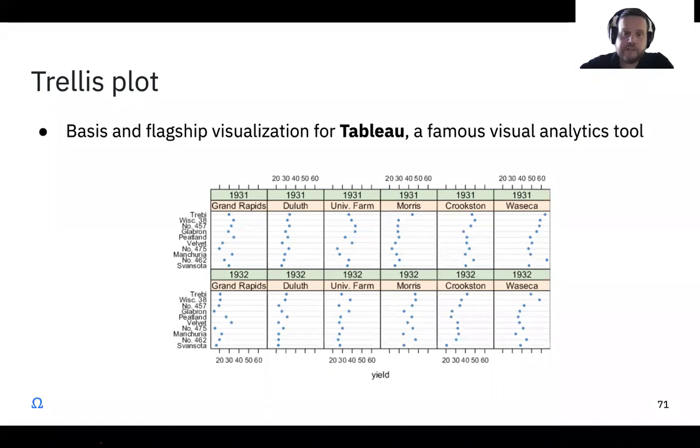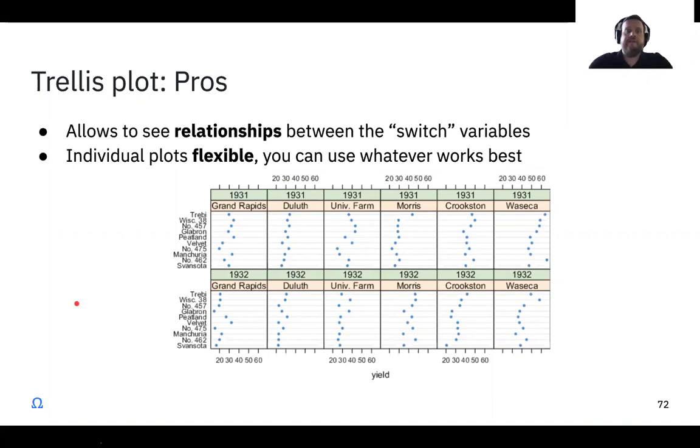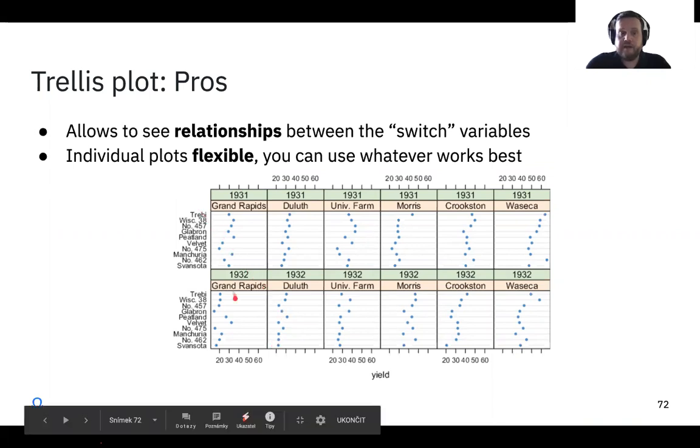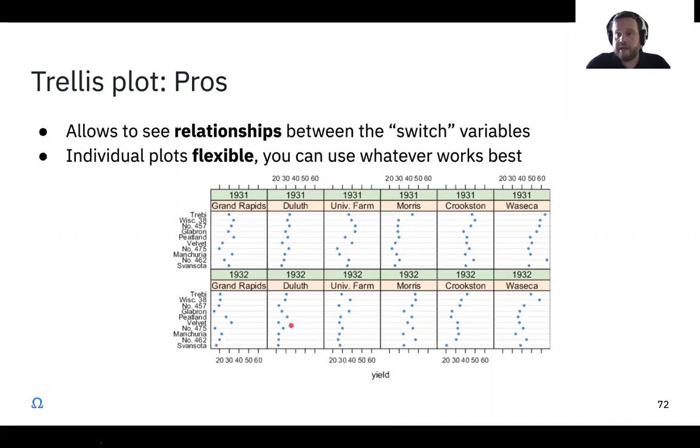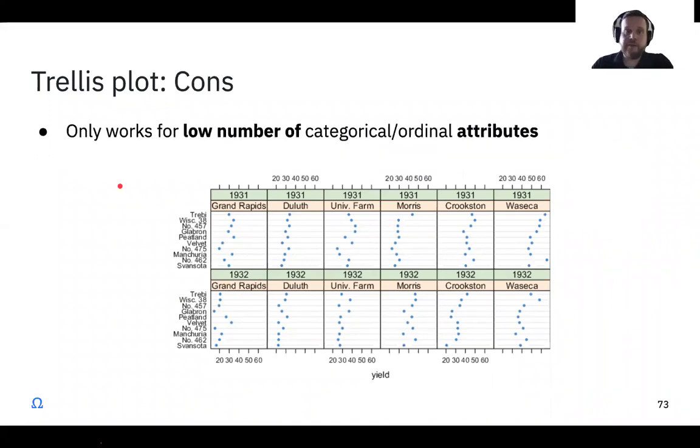We're going to see an example tomorrow. The pros of trellis plots is that they allow you to see relationships between the so-called switch variables. The switch variables are the towns and the years, and the individual plots are completely flexible, so you can use whatever works best. Here we're using these plots, but you can add bar charts, line graphs, whatever you desire. And the con is, you guessed it, it only works for a low number of categorical or ordinal attributes. If you wanted to visualize it for the last century, it would be quite a plot indeed.